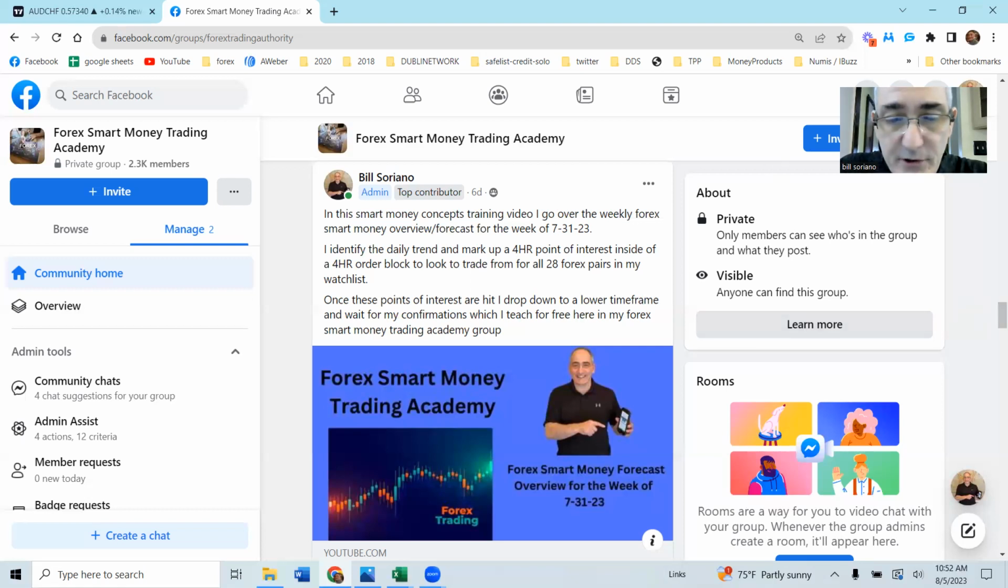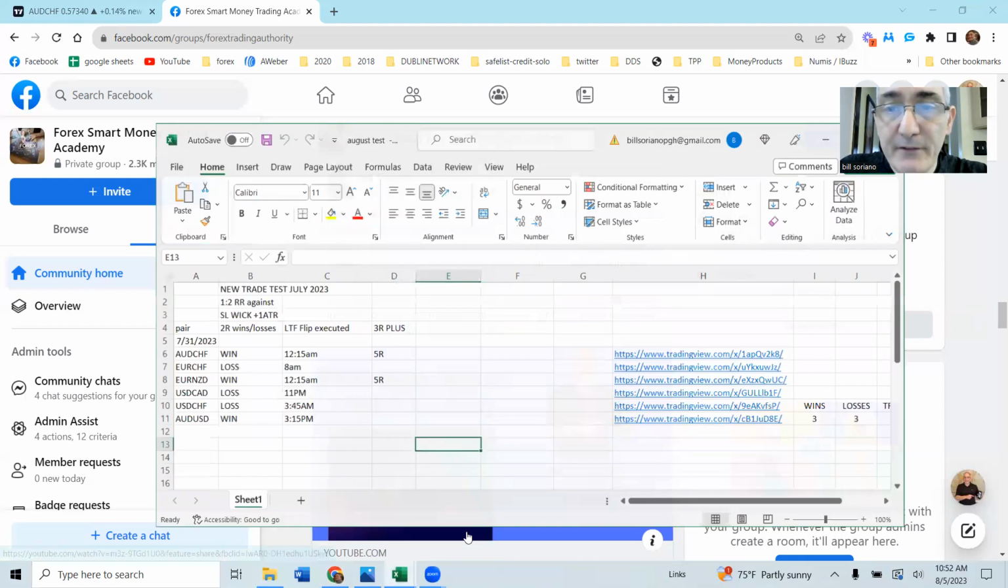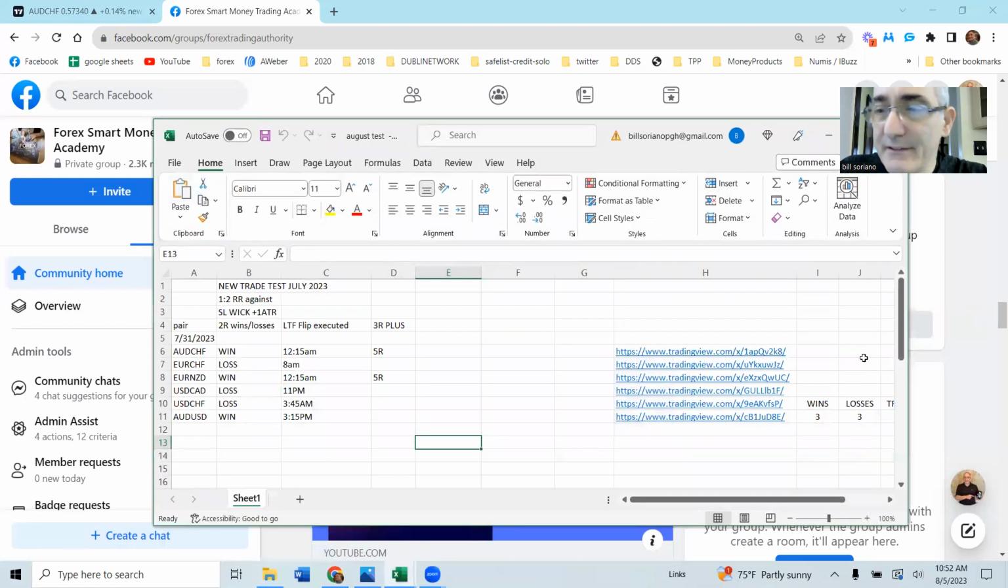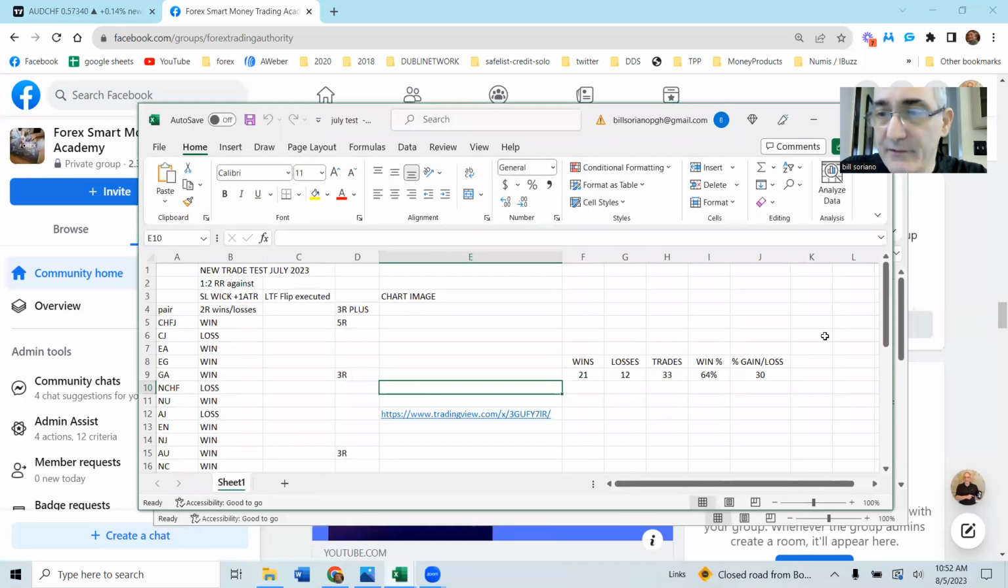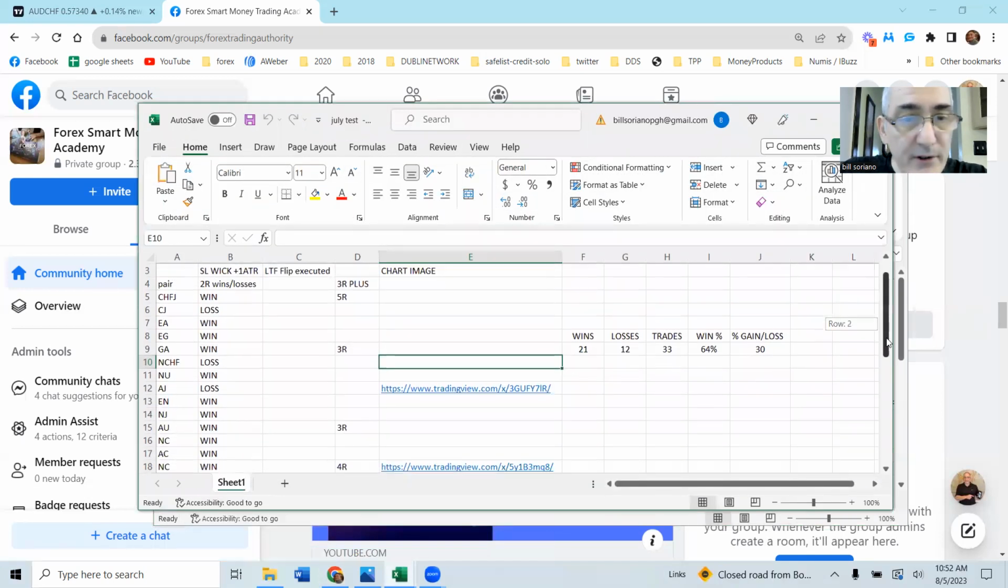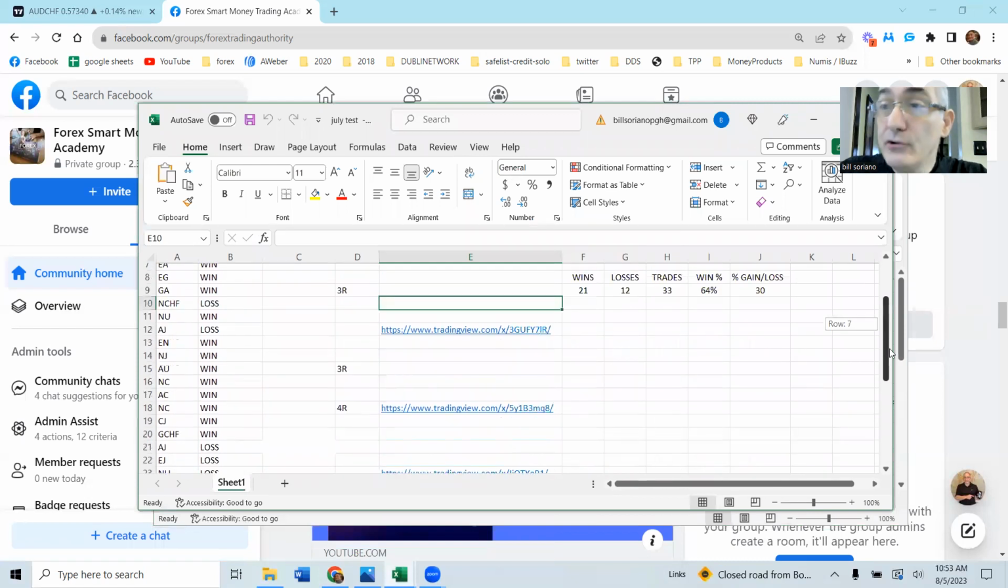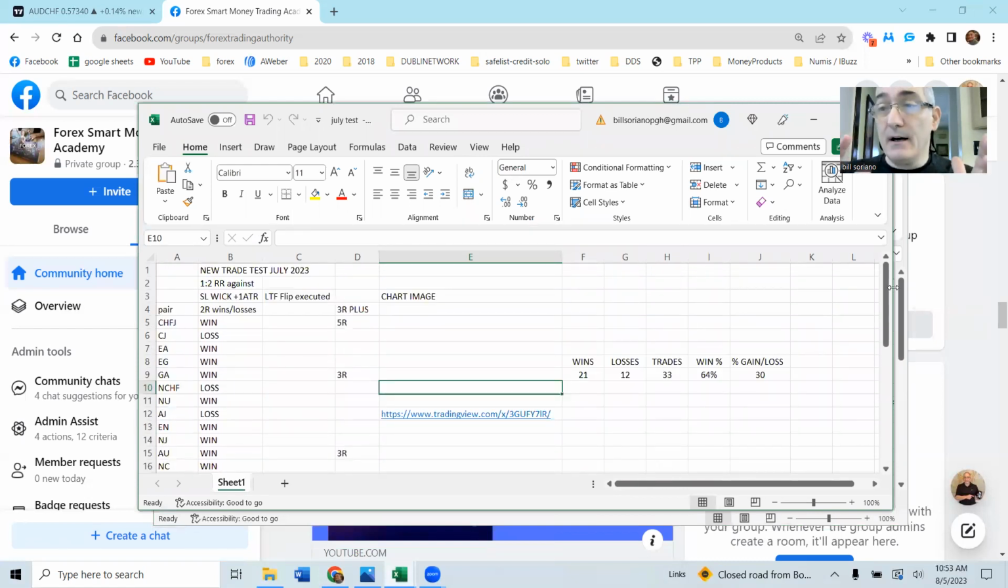So let's show you the spreadsheet here real fast from the month of July. And really, this is the first month that I kept track of this for you. So there were 33 trades that went off using our Smart Money Concepts strategy, right? So that means that I set alerts for these pairs, right? And the alerts were hit, and then the entry model went off and executed, okay?